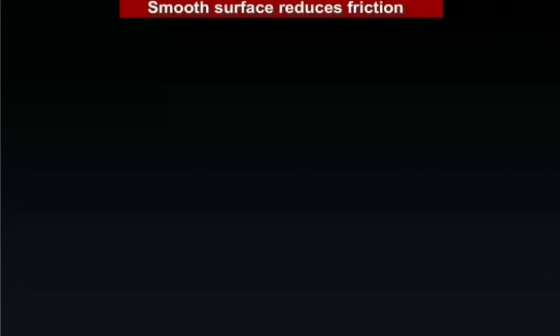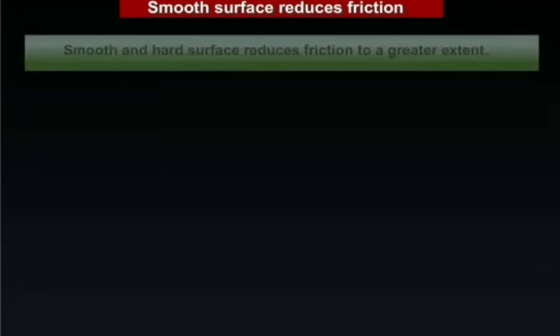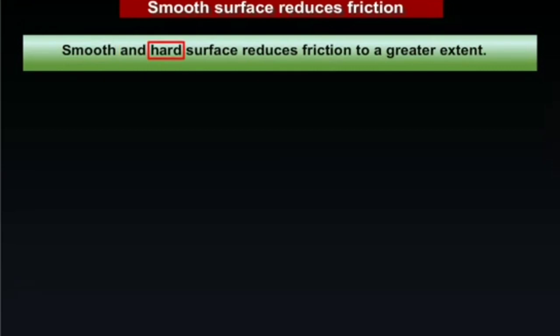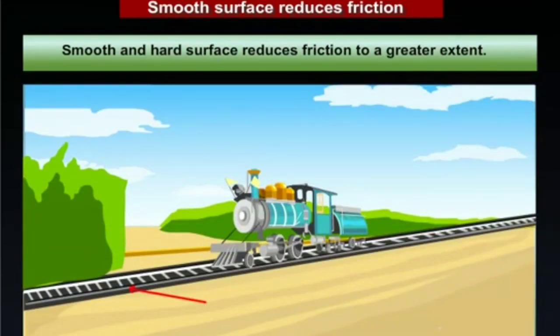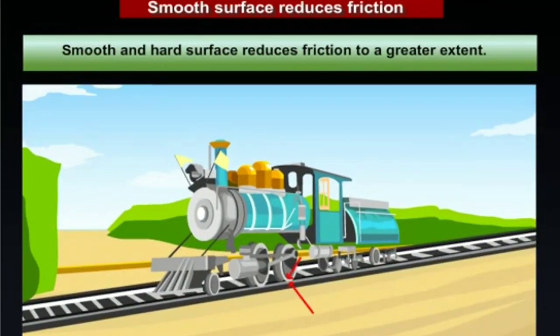Smooth surface reduces friction. Smooth and hard surface reduces friction to a greater extent. For example, railway lines and wheels on the train are made from iron. They are smooth and hard. This reduces friction to a greater extent.